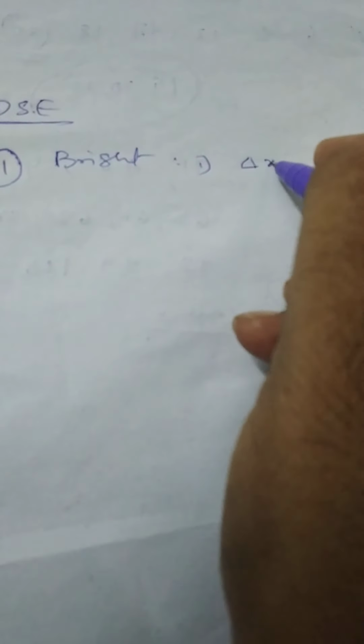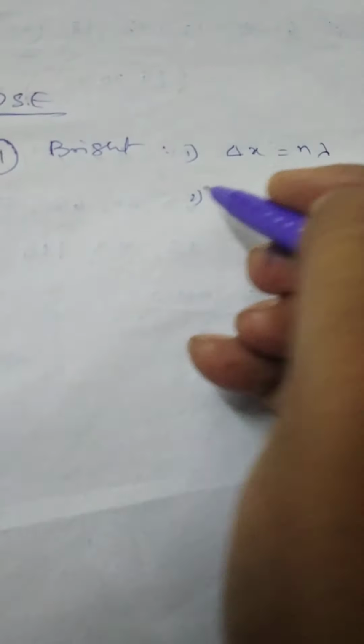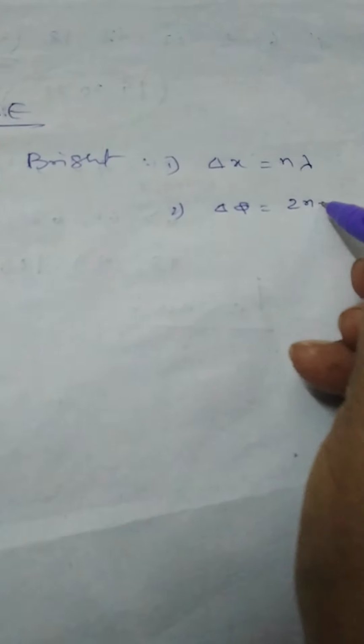So in case of interference experiment, or in YDSE, it is already a well-known fact. In YDSE, what is the condition for the maxima or bright? For maxima or bright, first, the path difference delta x is compulsorily equal to n lambda, and the phase difference delta phi is equal to 2n pi.